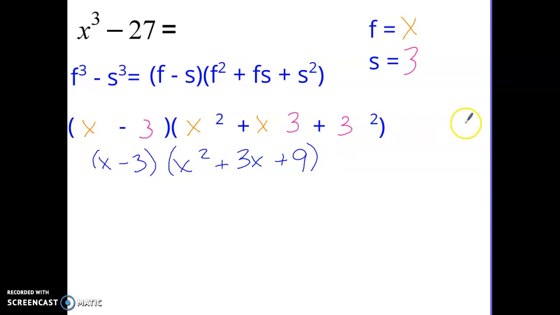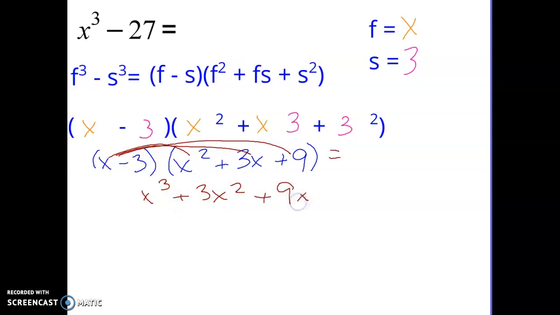This is how you're going to check your work. What you would do, and we did a little bit of this last year, hopefully you remember, we're going to distribute these over here. So I'm going to take this x and distribute it to all 3 of those. X times x squared is x to the 3rd. X times 3x is 3x squared. And x times 9 is 9x.